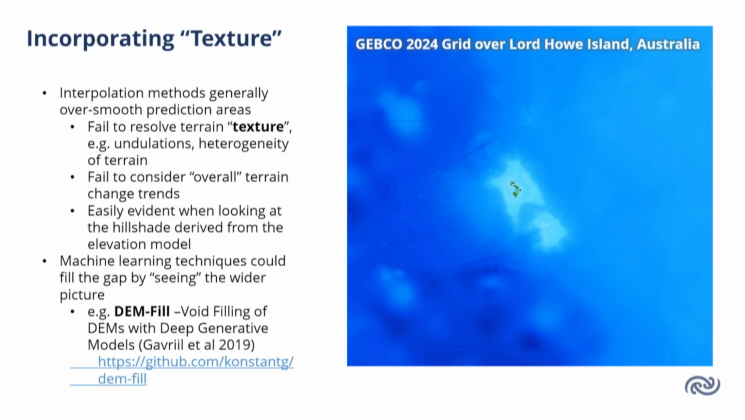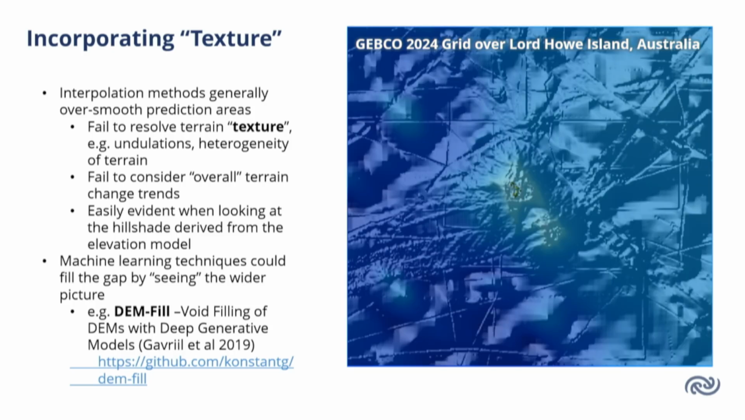All right, so the last thing is thinking about texture. All of the mathematical interpolations end up generalizing, smoothing the terrain. And I've been thinking about this quite a lot. You can see that here with the GEBCO grid. You can see all of the smooth areas have been interpolated or filled with those indirect methods, and it's really obvious compared to the directly measured data.